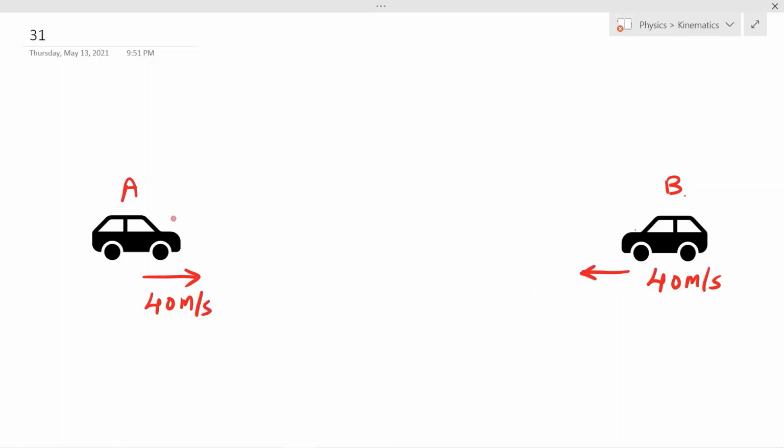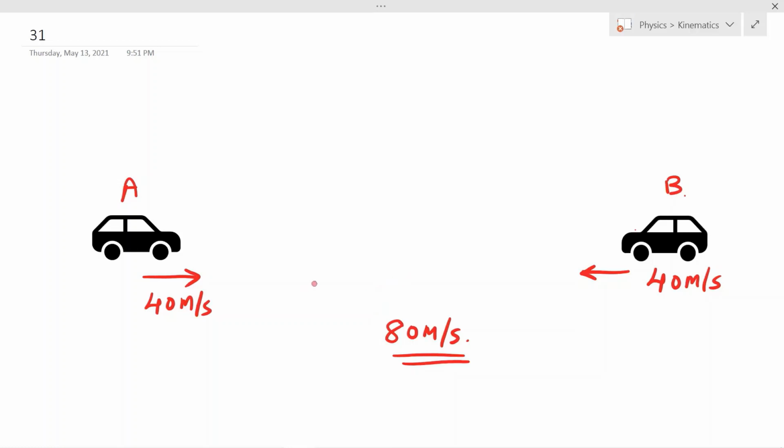Now for car A, this car B will appear to approach faster than this velocity of 40 meter per second, because car A is also having a 40 meter per second velocity in the direction of car B, and this velocity will be 80 meter per second for car A. So car B will appear to move with 80 meter per second towards car A for an observer in car A, and for an observer in car B, car A will appear to move with 80 meter per second velocity.